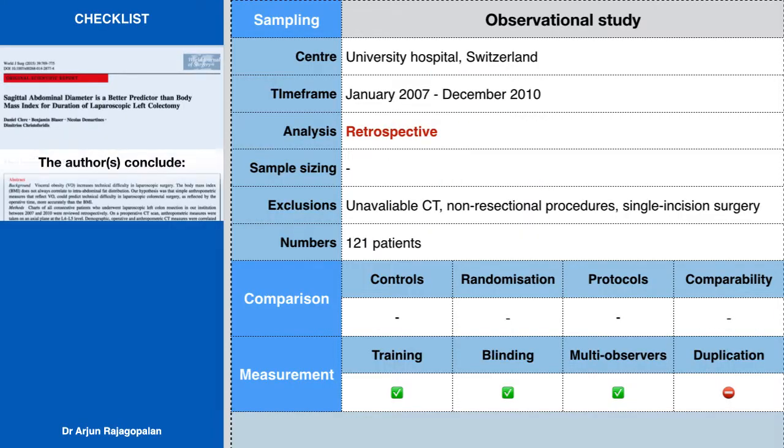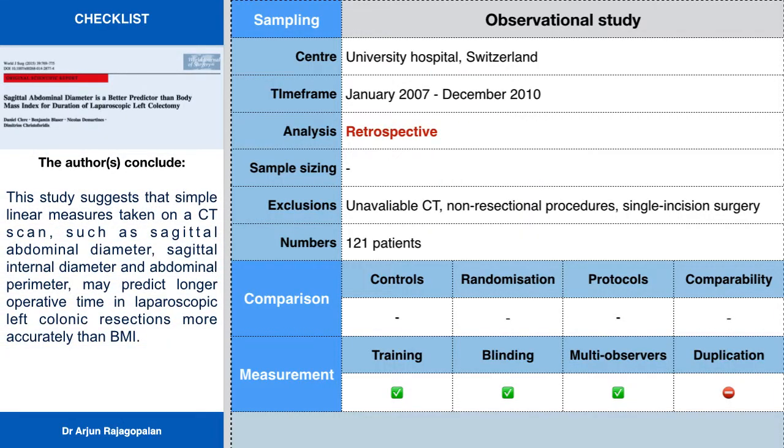It's a small study, and the problem with this study is its conclusions that CT scan diameters such as the sagittal abdominal diameter can predict longer operative times in laparoscopic left colonic resections. It's a retrospective study, and with a lot of holes and with the numbers reaching barely marginal significance, one has to be quite cautious about this and await more data on this subject before any sort of recommendations can be made on the value of these measures.